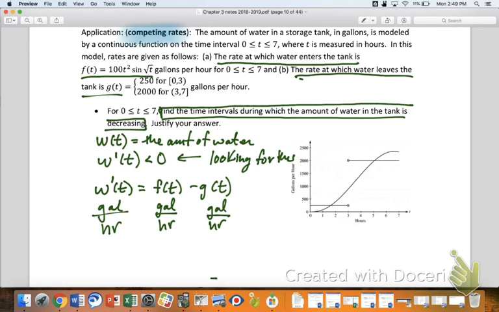Since it's over two intervals, if you do two equations, like one for 0 to 3 and one for 3 onward, we'll get there in a second. Santi, what was your question? Wouldn't it be G of T minus F of T, because you want the water going out to be bigger than the water going in?